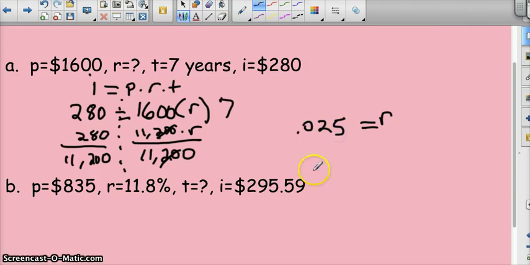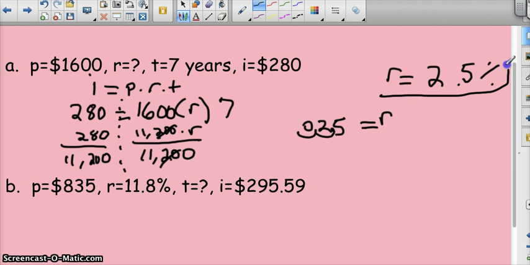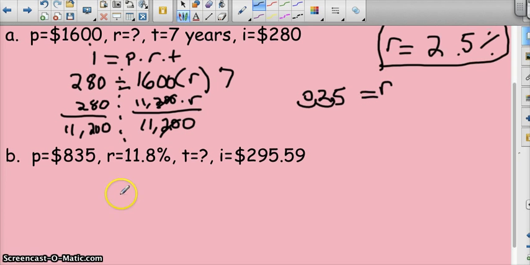Once again, we must convert this decimal to a percent. To do so, I'm going to move the decimal place to the right 2 spots. That makes the rate actually equal to 2.5, and it's a rate, so it must be a percent. That's A. Let's check out B.